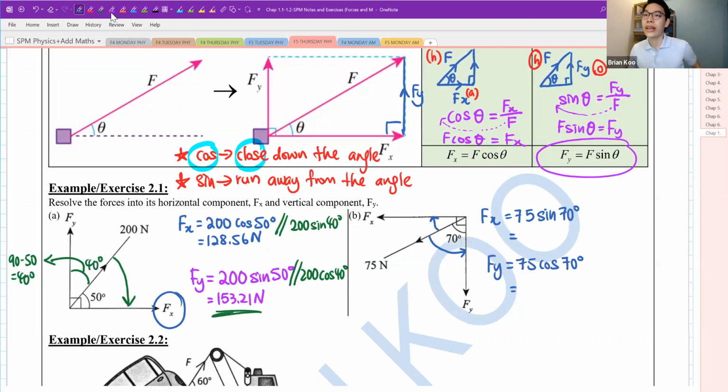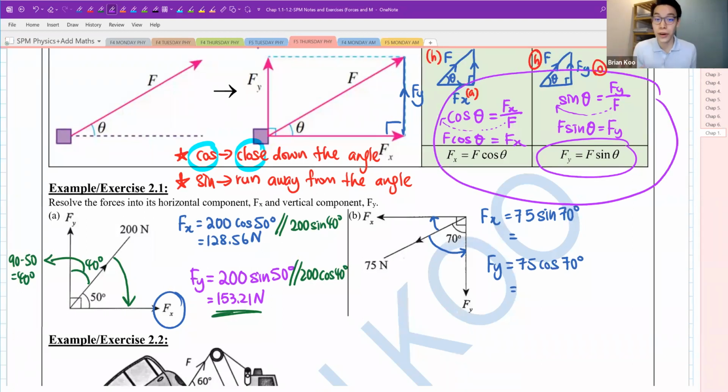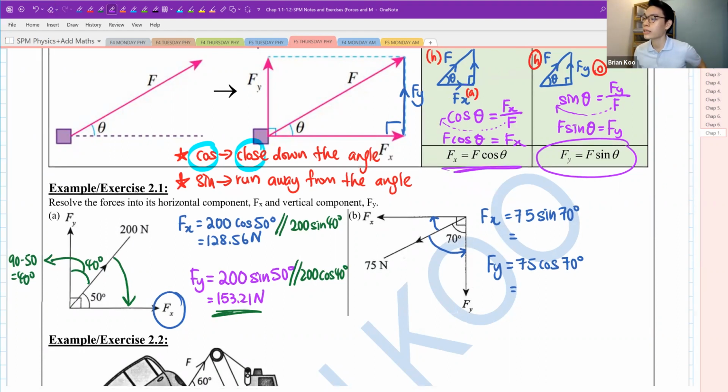Okay, that is the reason why the formula that we have created just now is just a general formula. Fx is not always cos. Fy is not always sine. You can't always follow this case. Because if you take a look at our part B, Fx is sine. Fy is cos, right? So you need to understand the close down angle and run away, then only you will be able to understand, right?